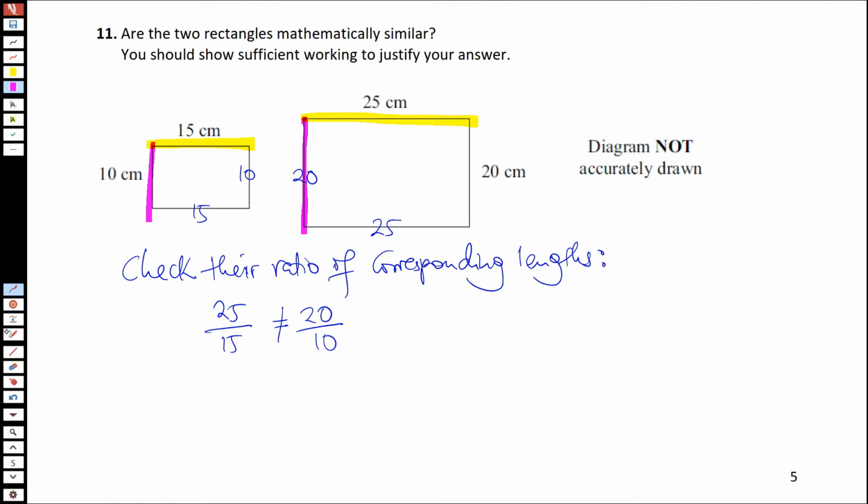So one shape is not enlarged from the other. That's basically what it means. So they are not similar.